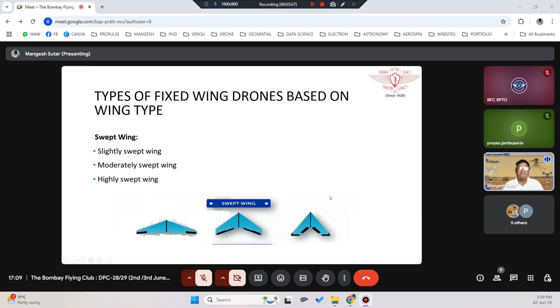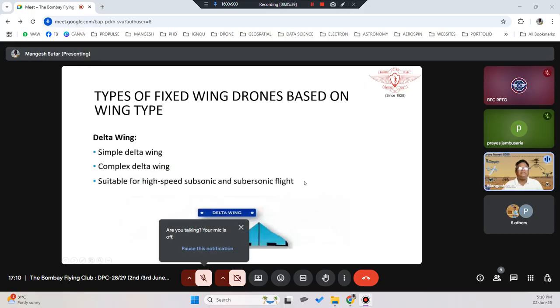What is next? Next is the swept wing. Okay, these are very highly efficient: slightly swept wing, moderately swept wing, and highly swept wings. Depending upon the requirement, the design of the swept wing is utilized based on the power and the aircraft it has been designed for. So either it could be slightly swept, moderate, or highly swept wing. Highly swept wings are used in very fast aeroplanes. Okay, especially the jet engines are using this type of swept wings. The third one is the delta.